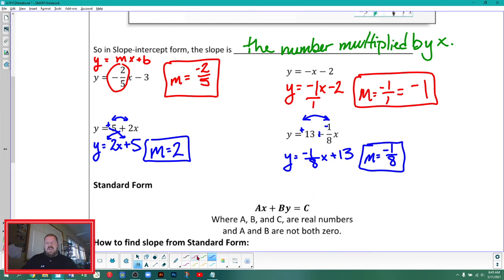So in the given problem, before I put a bunch of marks on there, the slope is still the number that's multiplied by x, okay, without the x, but with the sign that's in front of it.